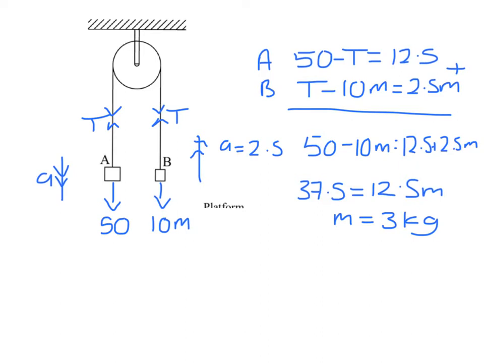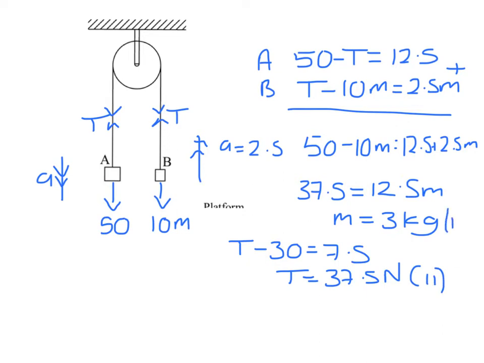That means that T minus 30 equals 7.5. So T must be 37.5 newtons. Now you'll see I've answered these questions in the opposite order, and that's the way that I've taught you to approach these questions. Form the equations and solve them simultaneously. Just go back then and write in the parts beside the answers.